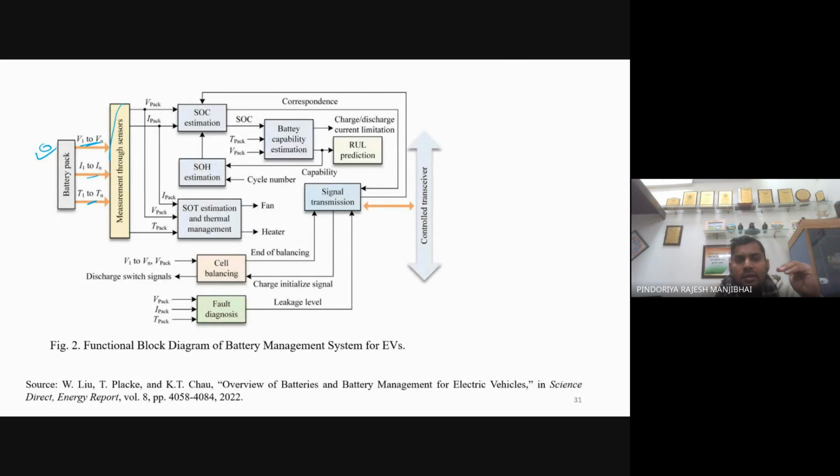Then this is your sensor board measurement unit. We have to sense and measure every voltage, current and temperature, and then we have to control up to our limit. We have to decide the limit of the temperature, and the limit of the voltage and current. As per our demand, we have to design the overall control algorithm for the battery management system.